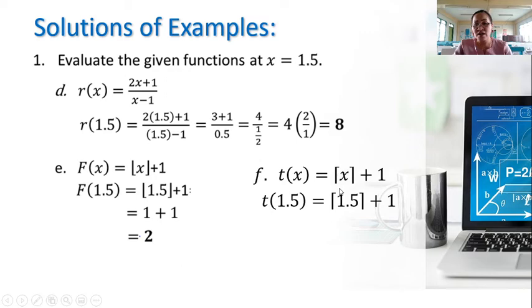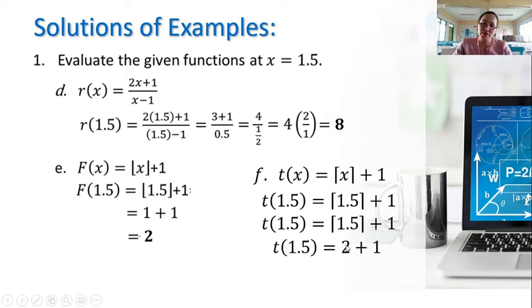So the answer would be 2. So the ceiling function of 1.5 is 2. So we have here 2, then bring down plus 1. And so simplifying this one, t of 1.5 is just equal to 3.